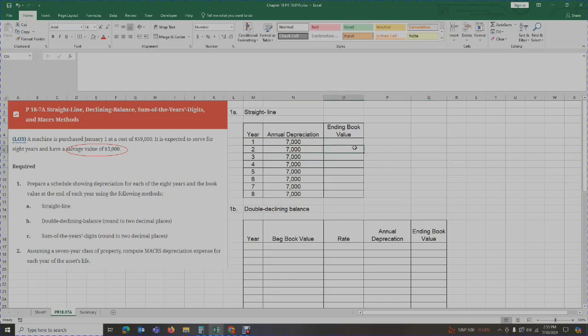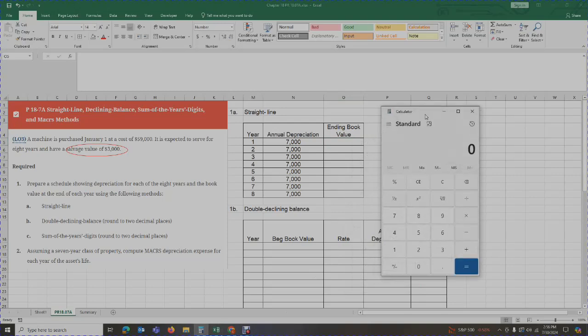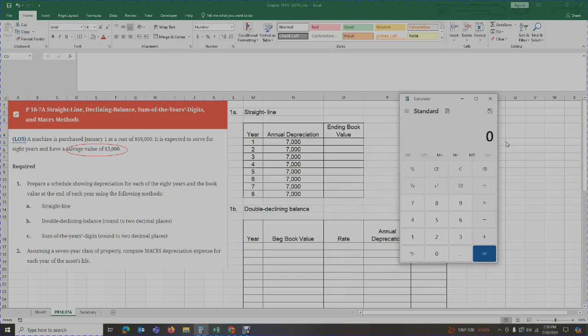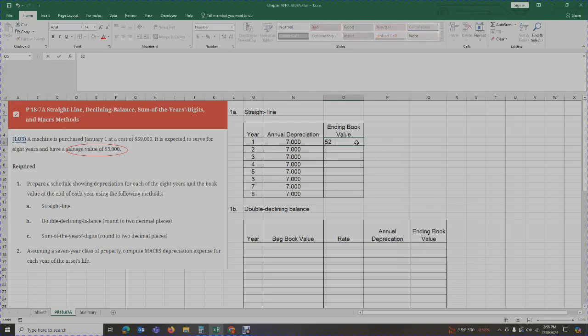Now we have to calculate the ending book value. For the ending book value, we're going to get our calculator. We're going to get the cost of the asset, $59,000, and subtract the depreciation for year 1. That's going to give me $52,000 as the ending book value. So when we are calculating the book value, we get the cost minus the depreciation for year 1. That will give me $52,000.